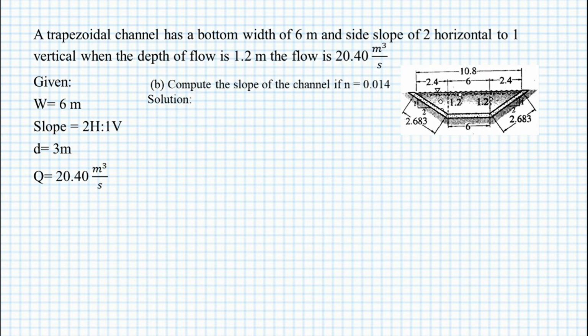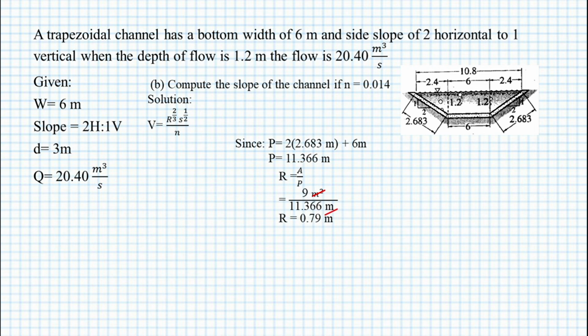Next, the problem asks for the slope of the channel. But before that, we were going to solve for the parameters of the channel and its hydraulic radius. For the parameter, we have 2 times 2.683 meter added to 6 meter. We have 11.366 meter as our perimeter. And for our hydraulic radius, we have area over perimeter. Since the value of our area is 9 meters squared over 11.366 meter. So our hydraulic radius is equals to 0.79.